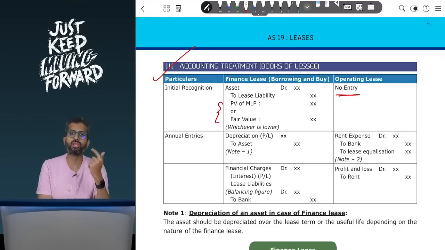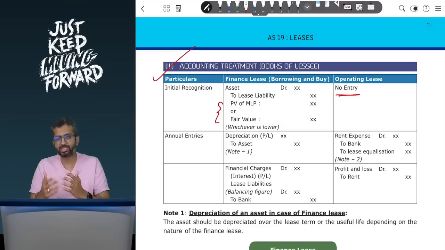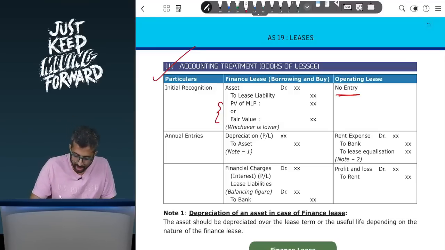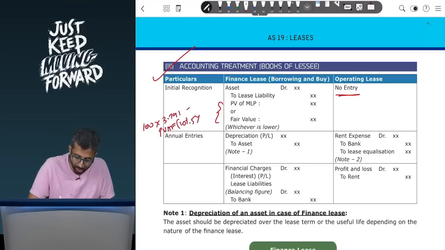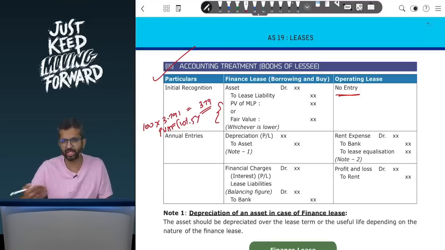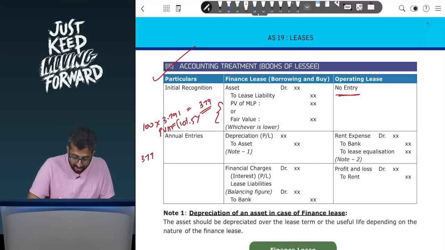Second, what will happen to the lease liability? Well, you record interest. So let's say we have agreed to pay a rent of 100 rupees for a period of 5 years. The discount rate is 10%. So 100 into PVAF at the rate of 10% for 5 years comes to 3.791 approximately, that is 379, which will be my asset and the lease liability. So depreciation will be 379 divided by 5, I think 75.8, and the lease liability interest every year is 379 into 10%, that is 37.9.